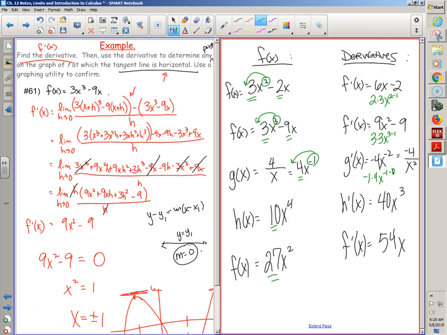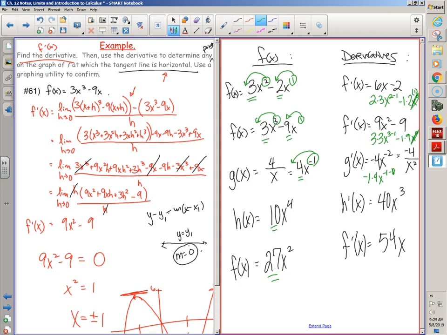But wait a minute, what about these? What happened to them? What's my power? They go down 1. So 1 comes down, 1 times 2, and x to the, if the power goes down 1, what do I have? 0. Oh, what's anything to the 0 power? 1. So 1 times 2 times 1 is 2. Okay, so this one, the 1 would come down, and 1 times negative 9 is negative 9, and x would be to the 0 power, which takes the x away.